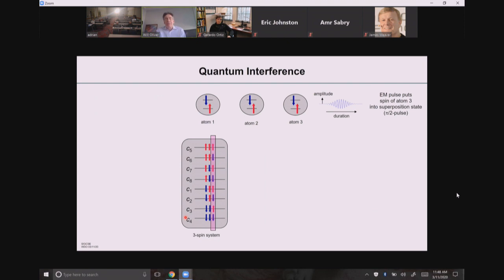Now, the next part of what makes a quantum computer powerful is called quantum interference. And here, what we're going to do is we're going to look at a pulse which is half the amplitude of the last one, which means it does a pi over 2 rotation.